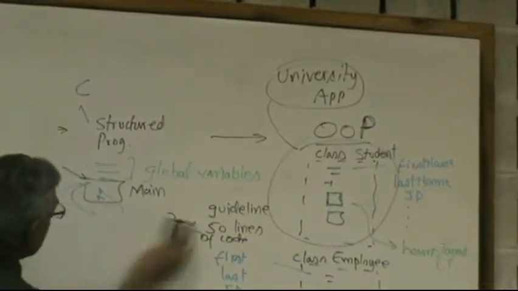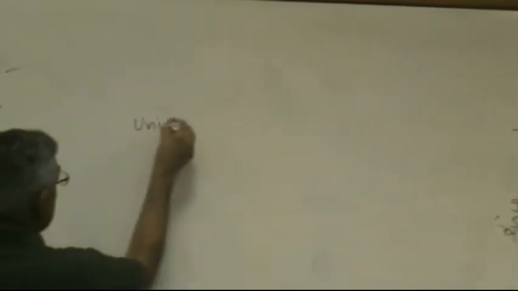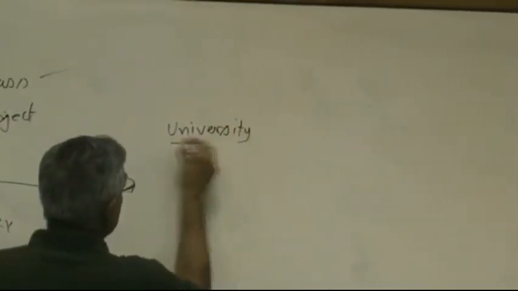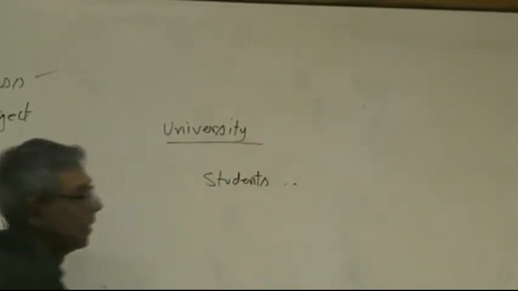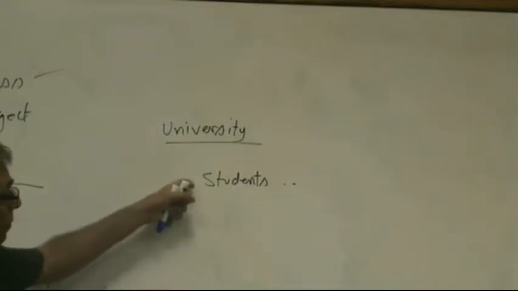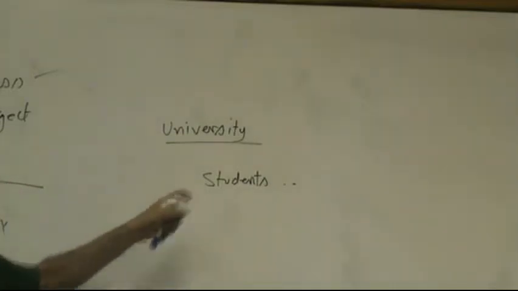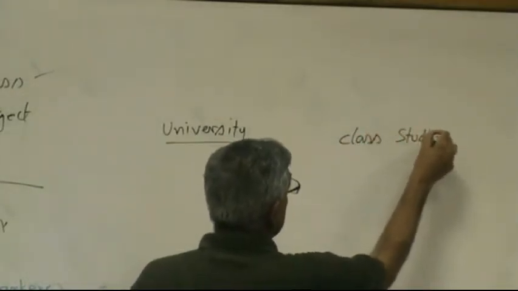Okay, so for a university, does a university have students? Yes. Right? And every student has different data from another student, right? Every student has a different name, every student has a different address, different GPA, and so on. So before we do anything to a student, we will need to define a class called student.